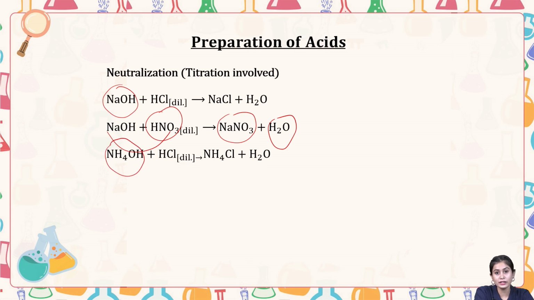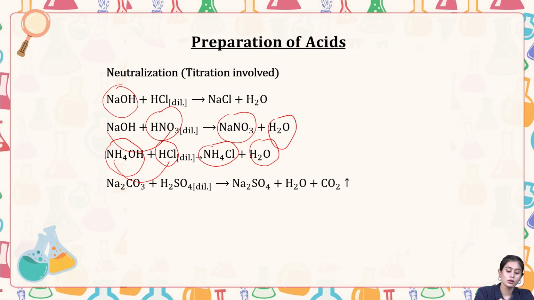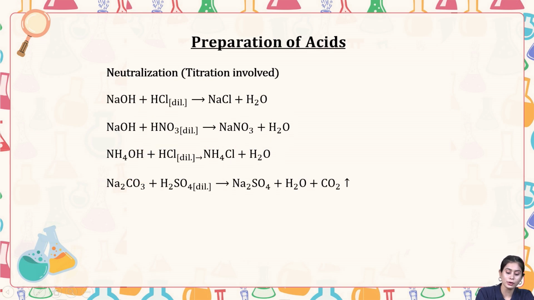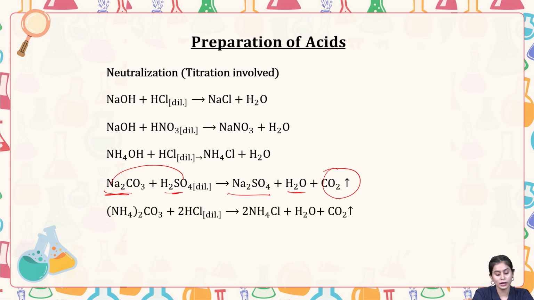Ammonium hydroxide, your weak base, reacts with your acid to form NH4Cl, ammonium chloride plus H2O, corresponding salt and obviously water. Sodium carbonate, as soon as there is carbonate, what will happen? Sodium carbonate and H2SO4 give Na2SO4 plus H2O plus carbon dioxide gas released. Okay, ammonium carbonate, this time you are taking ammonium carbonate plus HCl. So what will happen? Ammonium chloride plus H2O plus carbon dioxide gas.